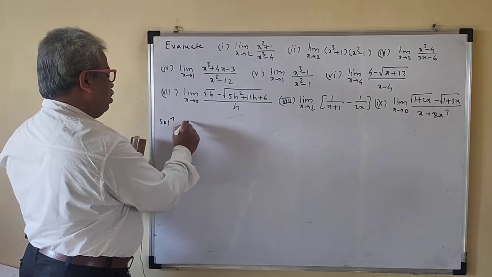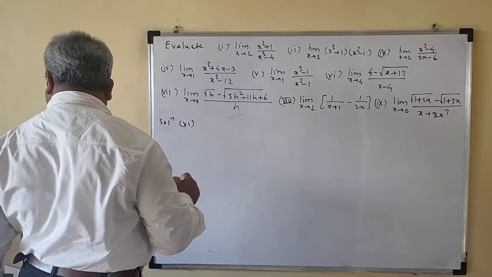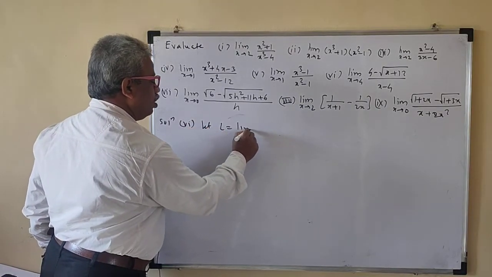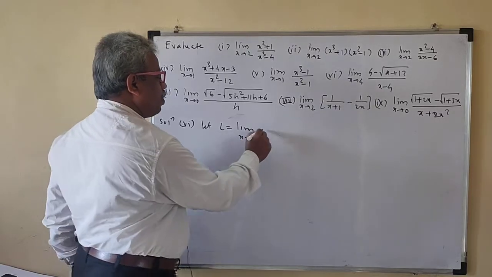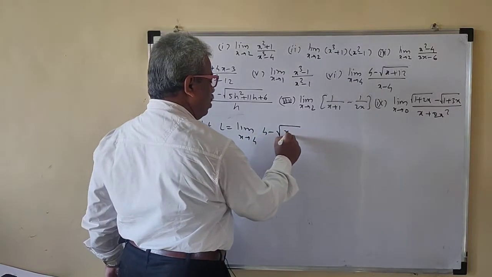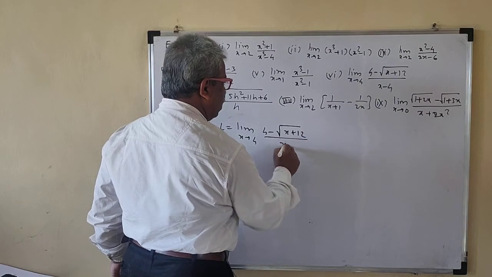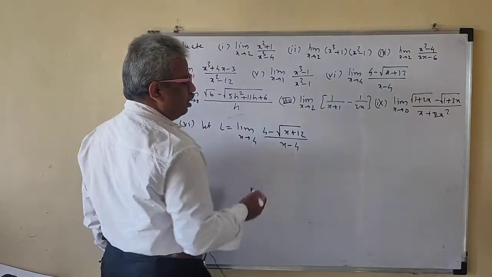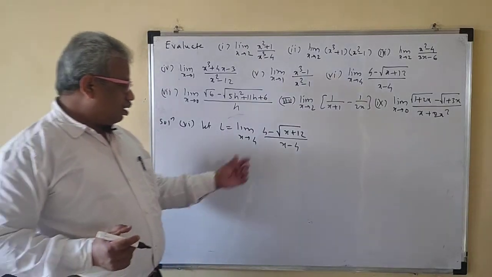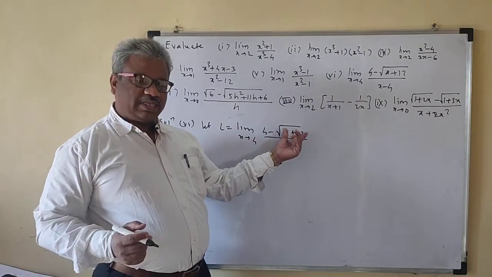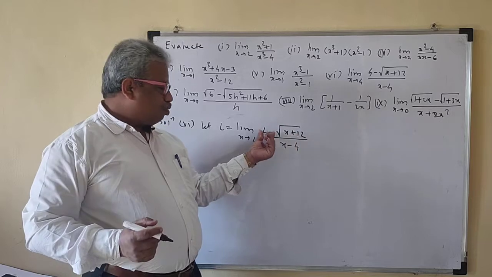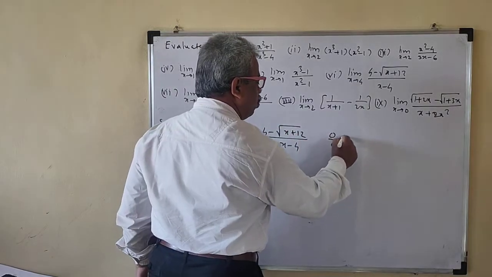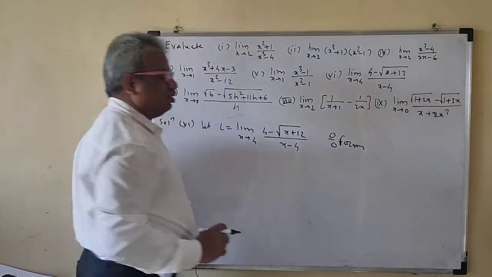Solution of the sixth one. Okay. So let L is equal to limit x tends to 4, (4 minus root of x plus 12) upon (x minus 4). Now see, if you put x is equal to 4 here, your denominator is 0. What happens for the numerator? 4 plus 12 is 16 and root of 16 is 4. 4 minus 4 is 0. So this is 0 by 0 form.